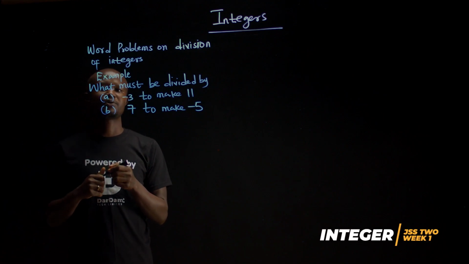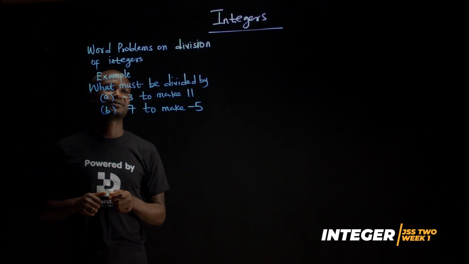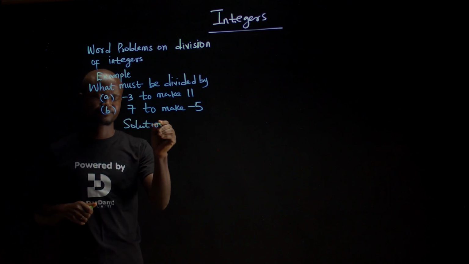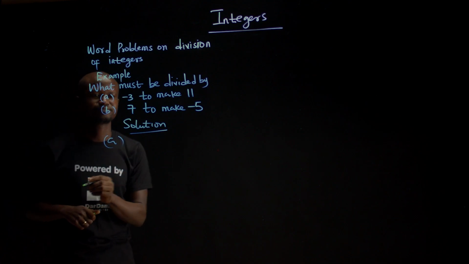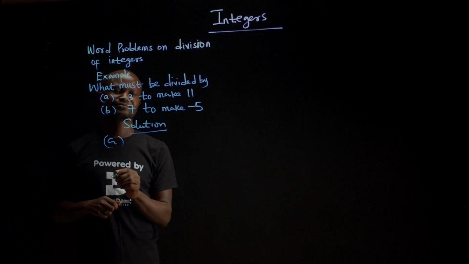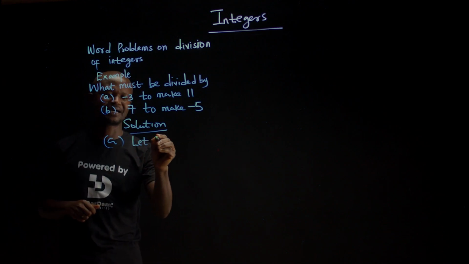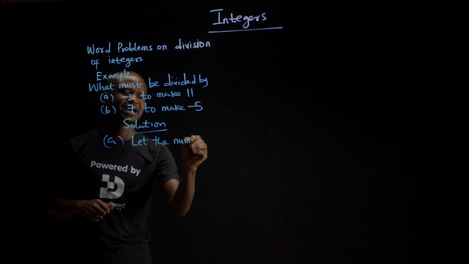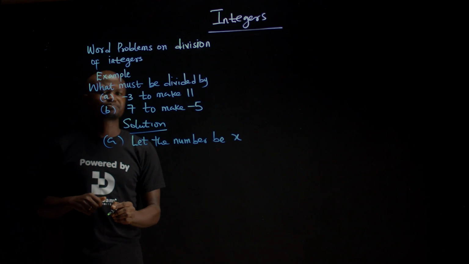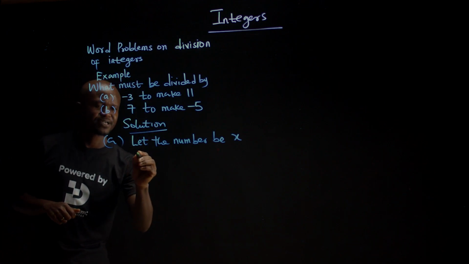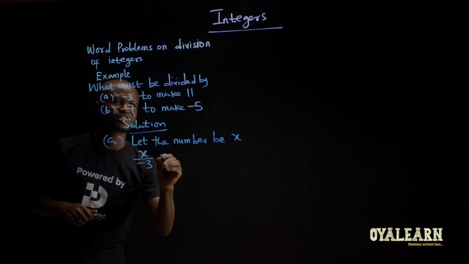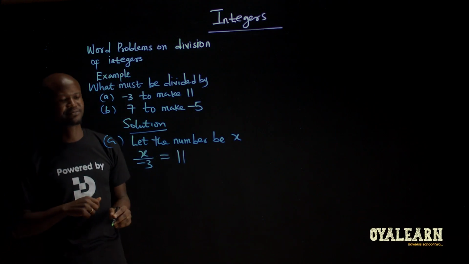Example, what must be divided by -3 to make 11? So we say let the number be x. In this case, it means if x is divided by -3, it must give us 11. That's the meaning.